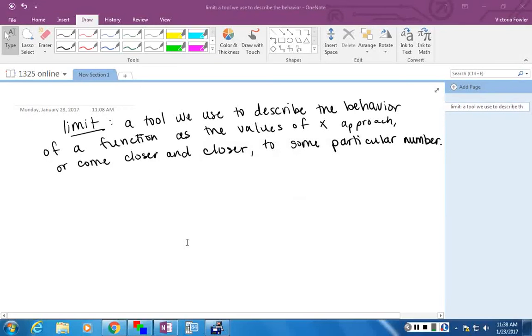Okay, let's talk about limits. First, we need to understand what the definition is. And I have here that a limit is a tool we use to describe the behavior of a function as the values of x approach or come closer and closer to some particular number.